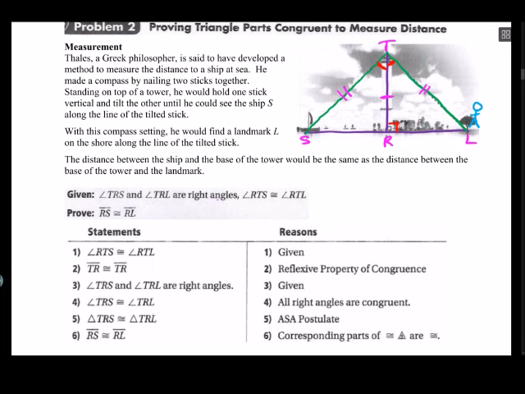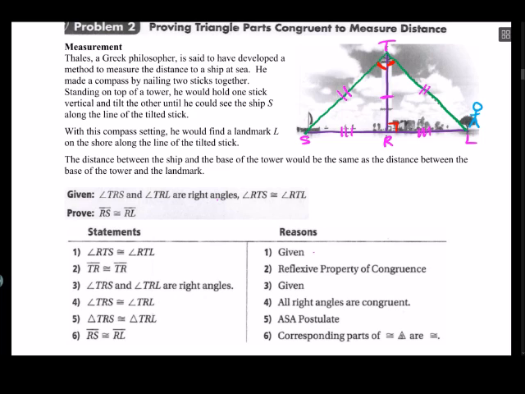We know that angle TRS and TRL are right angles because your building's perpendicular, hopefully. Makes it much nicer to live in. And angle RTS and RTL are congruent because we just reflected that over with our compass. And he wants to prove that RS and RL are the same.